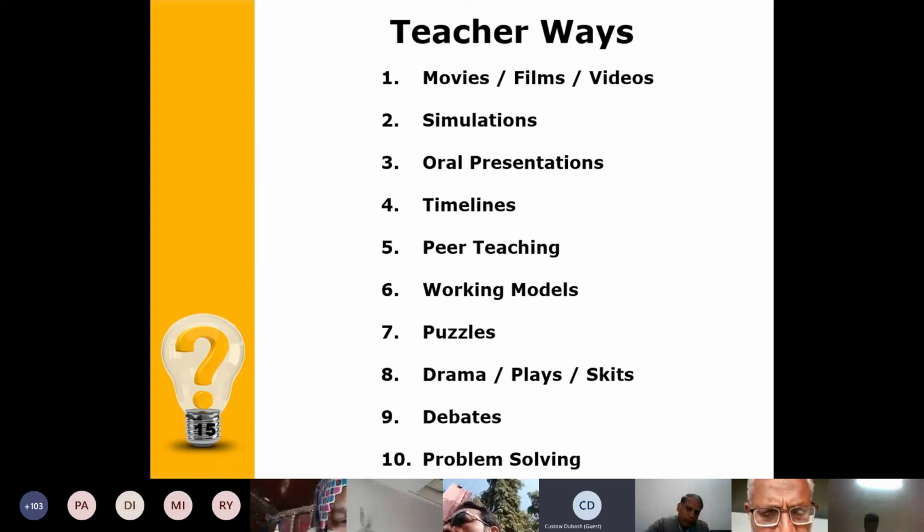Problem solving. Give a problem to them. And again, as I say, I want 3 solutions. I don't want just one solution. Problem solving again is critical thinking.